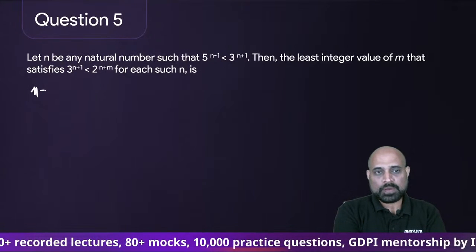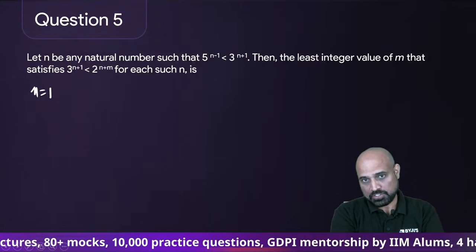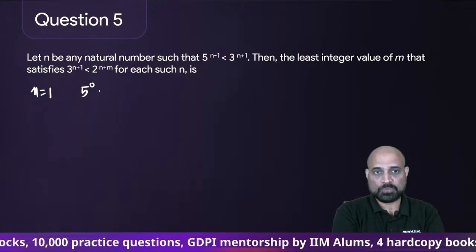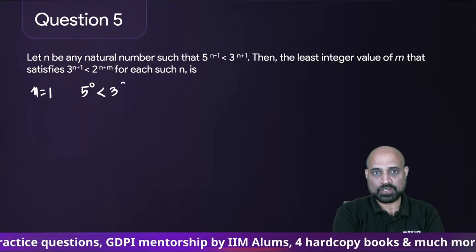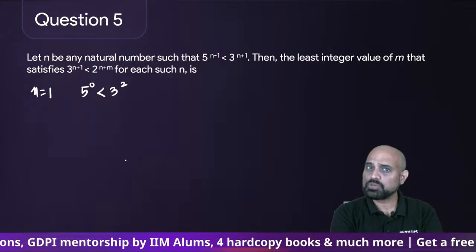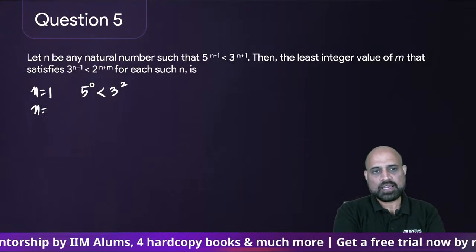So what will you do? You will put the value of n as 1. Why? Because n is a natural number. So you will be getting 5 to the power 0 is less than 3 to the power 2. True. 1 is less than 9. Put the value of n as 2.